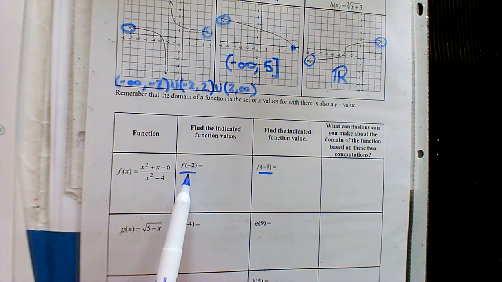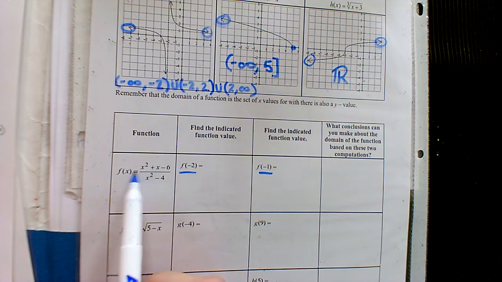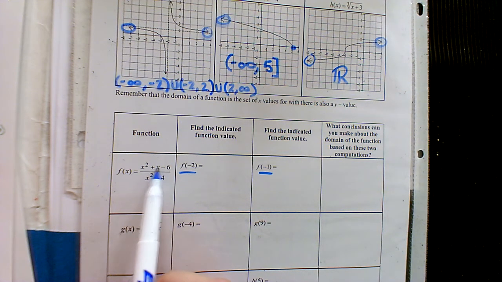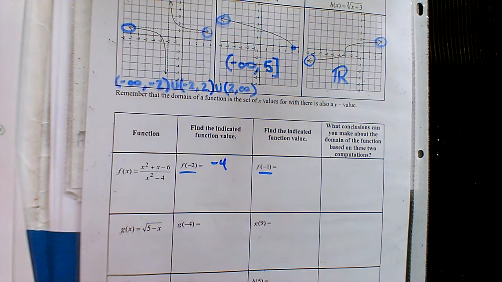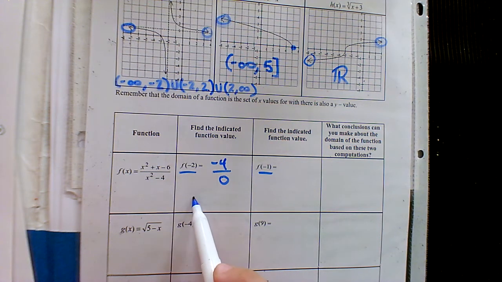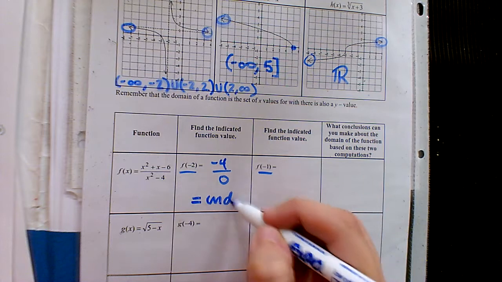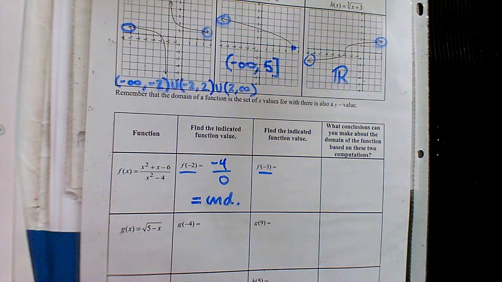Take a look at this first one. We're going to test the x location of -2. We're going to see if we get out a point or not. If you plug in -2 into all of your x's, we get 4 minus 2 is 2, minus 6 is -4. And if we plug in -2 in the bottom, we get 0. What is -4 over 0? Undefined. Good.